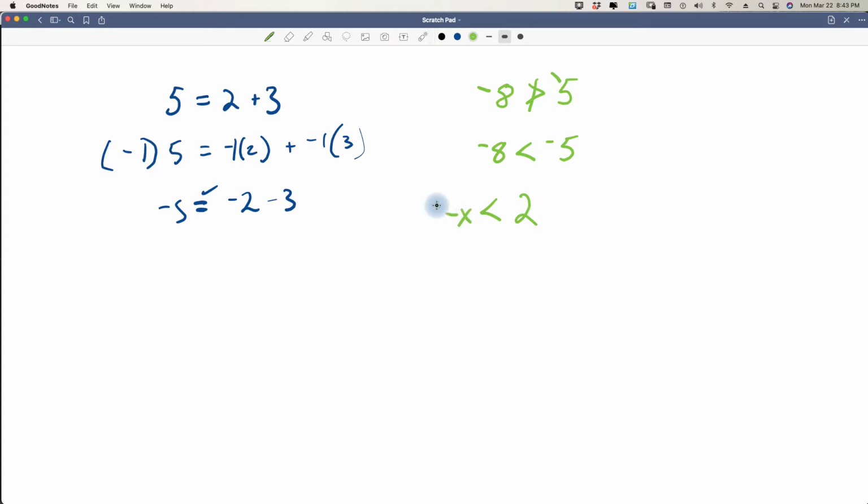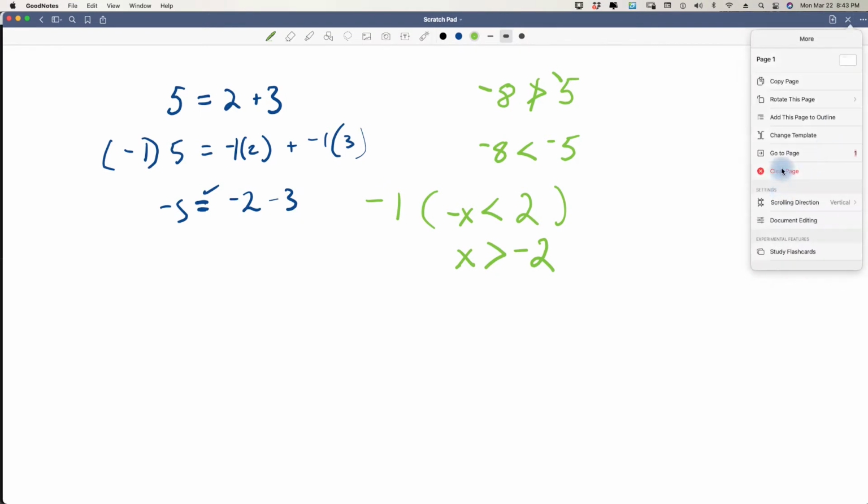So when we multiply this times -1 and this times -1, we're going to flip this statement. So then this becomes x is greater than -2. You see how that works? We multiplied both of these by a -1, and when we did, we flipped our inequality sign and it kept the statement true. So that is what you have to do when you multiply by a negative number. So let's try that out. Let's clear the page.